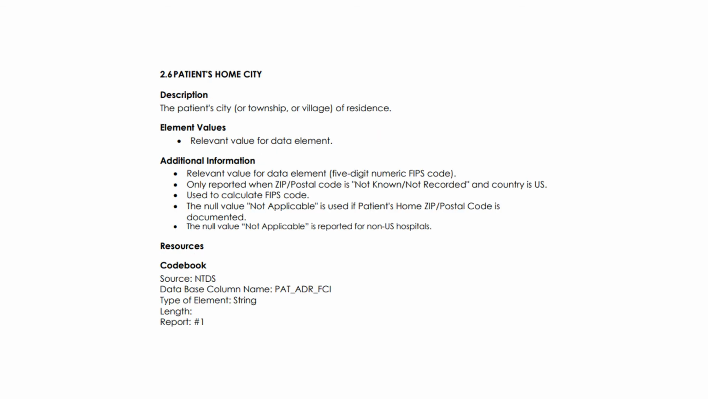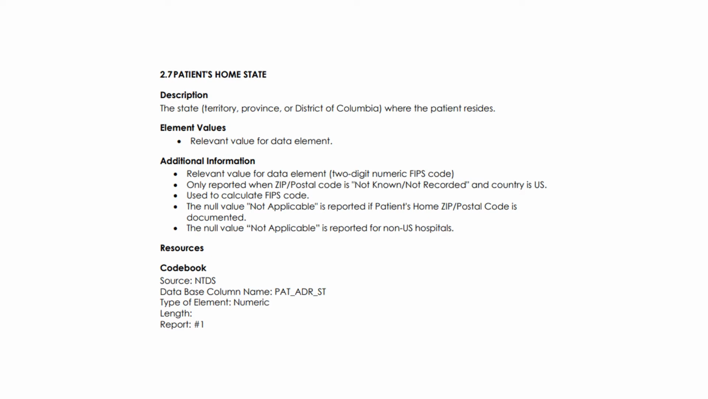The patient's home city refers to the patient's primary city of residence. This data element is only reported when a patient's zip code or postal code is unknown, and it is used to calculate the FIPS code. The patient's home state refers to the patient's primary state of residence. This data element is only reported when a patient's zip code or postal code is unknown, and it is used to calculate the FIPS code.